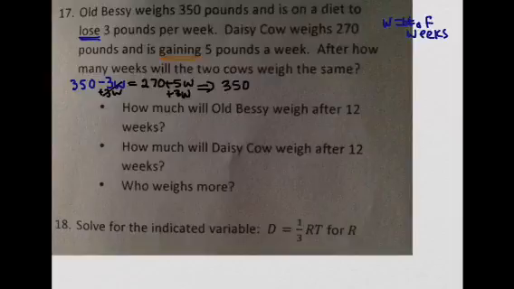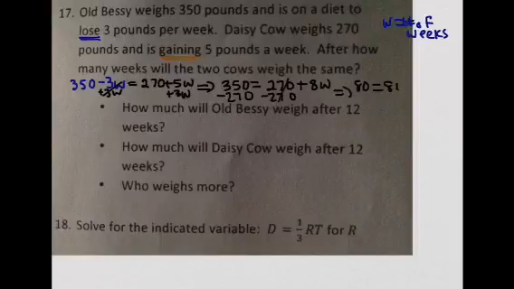So I'm going to have 350 equals 270 plus 5W and 3W is 8W. So now we're going to subtract 270 because we want W by itself. Okay, so 350 minus 270 is going to give you 80 equals 8W. So we divide by 8.